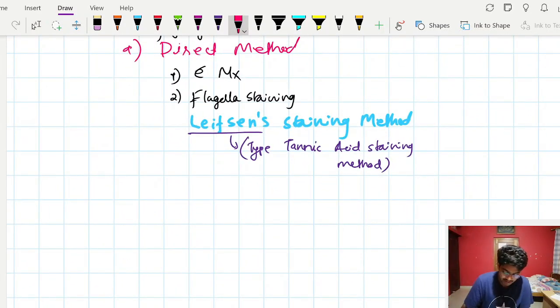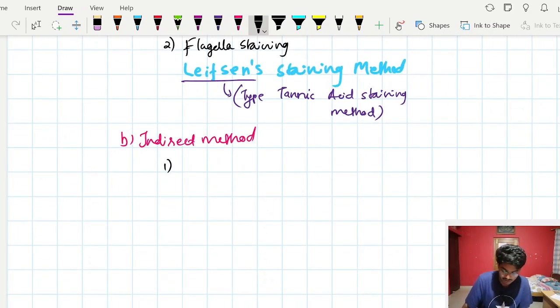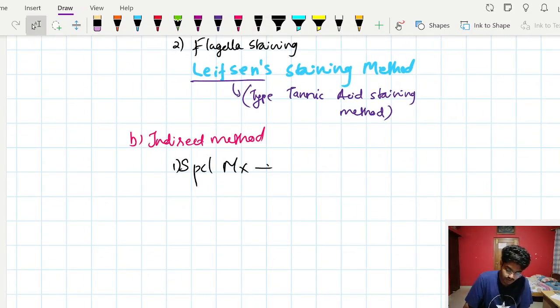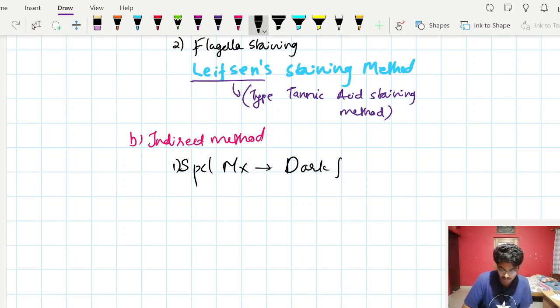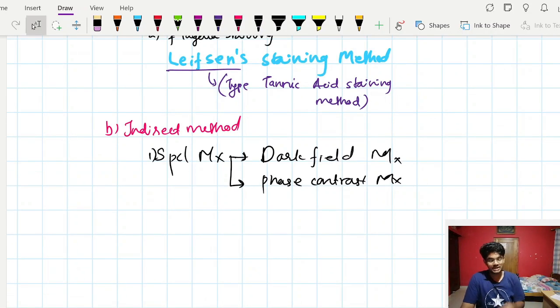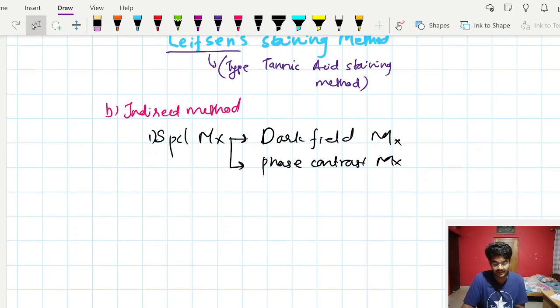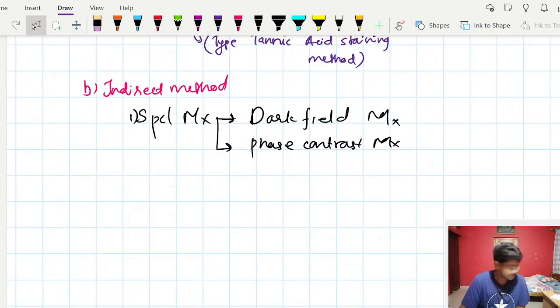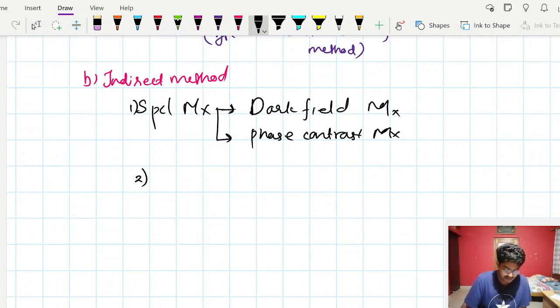Then there is the indirect method. The first one in the indirect method is special microscopy. We already said that in dark field microscopy and in phase contrast microscopy we don't require a staining method. Non-requirement of staining means we are demonstrating live organisms, so we can appreciate the motility of the organism in dark field microscopy and phase contrast microscopy. Then the second technique we use here is the hanging drop method.